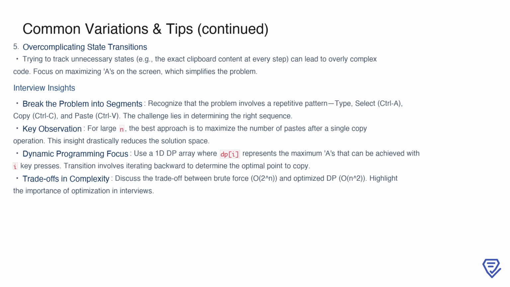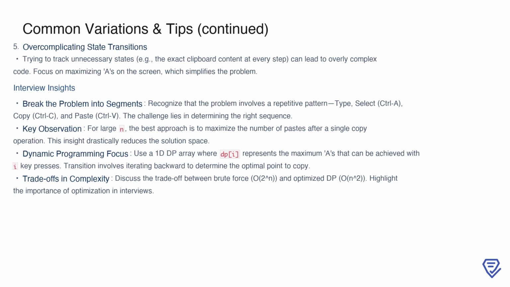For larger n, the best approach is to maximize the number of pastes after a single copy operation. This drastically reduces the solution space. Dynamic programming is an excellent tool here. By using a 1D DP array, where DP[i] represents the maximum A's achievable with i key presses, you can systematically calculate the best results. The state transition involves iterating backward to find the optimal point to copy.